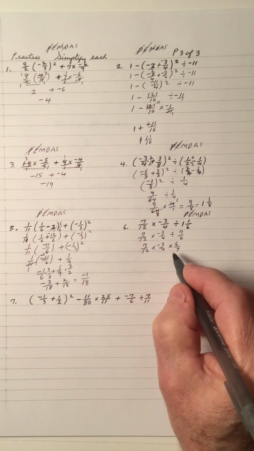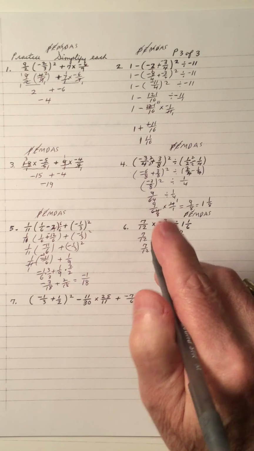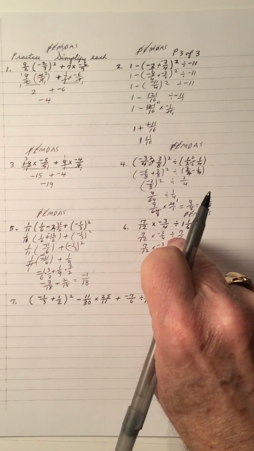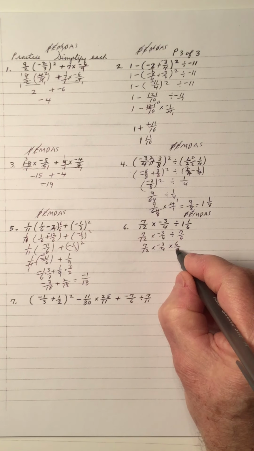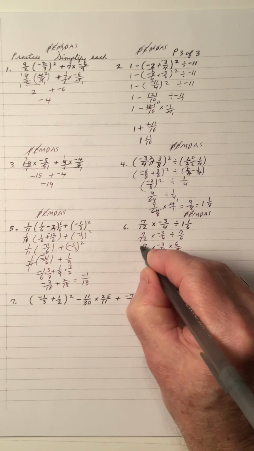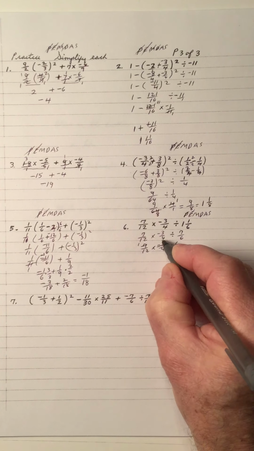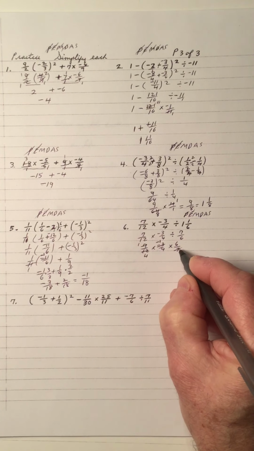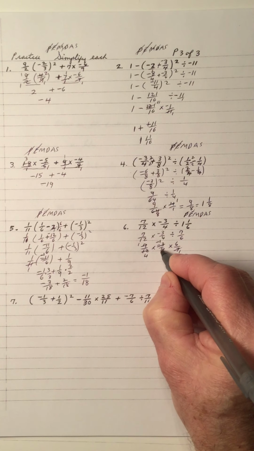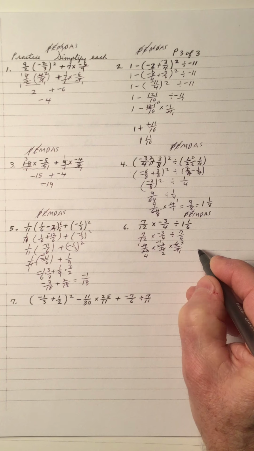Now I've got multiplication all the way around. I go left to right, but I can cancel anywhere as long as I'm multiplying. I'm multiplying these fractions, so I can cancel anywhere from top to bottom. 7 into 7 goes once. 3 into negative 3 goes negative 1, and 4. 2 into 4 goes 2. 2 into 6 goes 3.